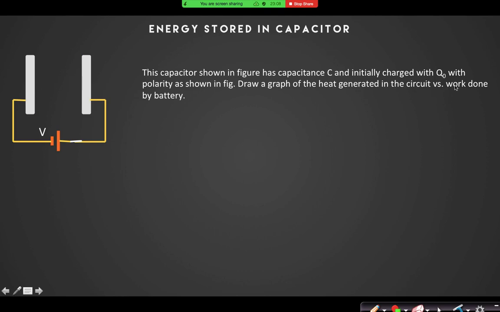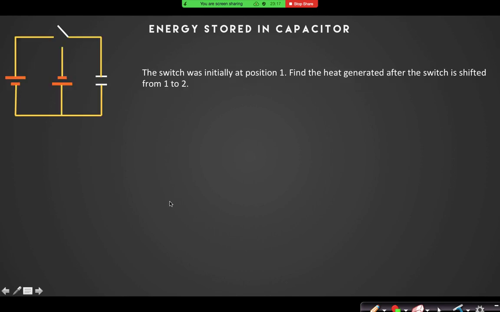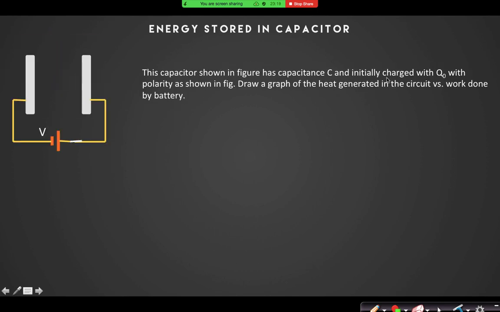Look, in this question, the capacitor shown in the figure has capacitance C and is initially charged with Q naught. Is the polarity shown? No. Let me show you the polarity. Initially the capacitor plates were charged as plus Q naught and minus Q naught like this.